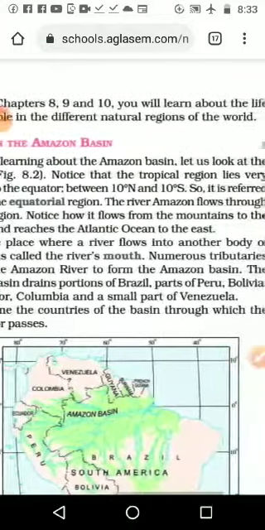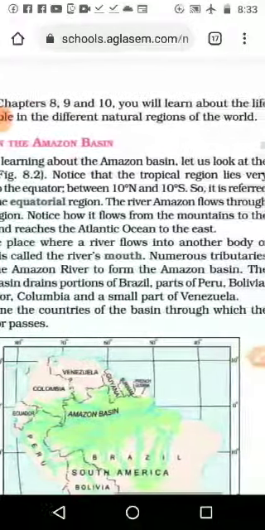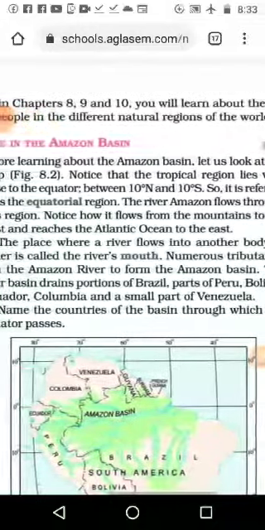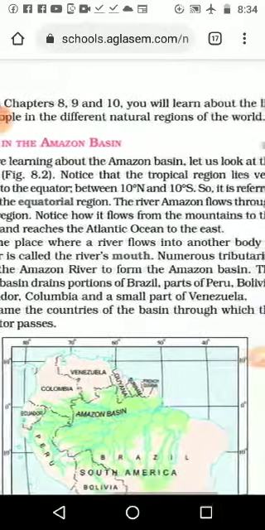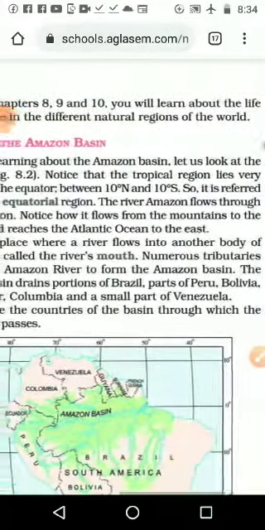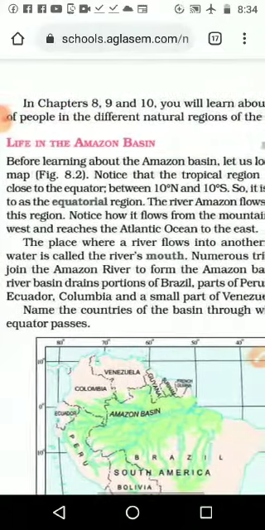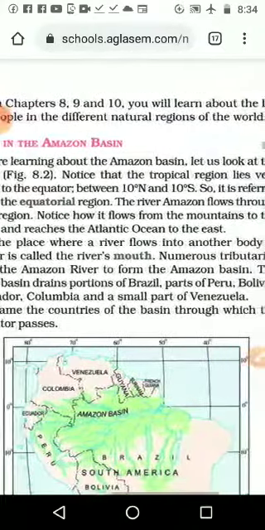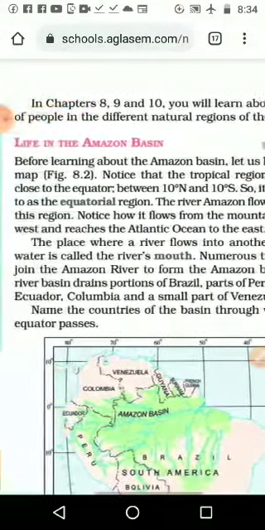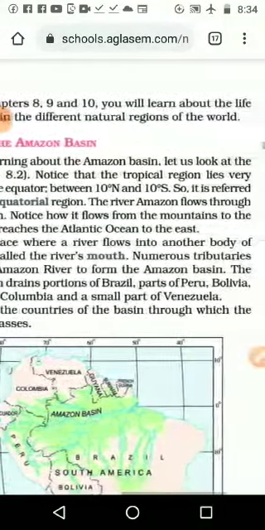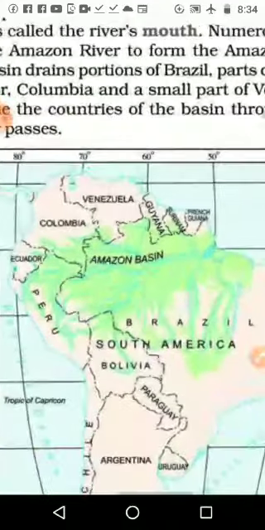Please underline. The numerous tributaries join the Amazon river to form the Amazon basin, and this is the second largest river in the world. So many tributaries are there and they make the Amazon basin very fertile with water. The river basin drains a portion of Brazil, parts of Peru, Bolivia, Ecuador, Colombia and small parts of Venezuela. If you look at the map, we can see the countries.